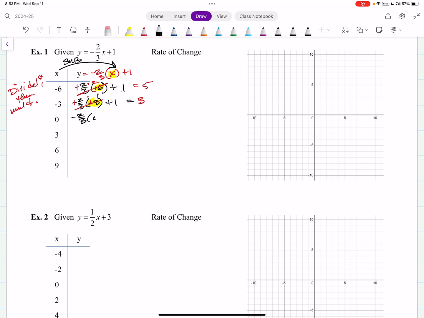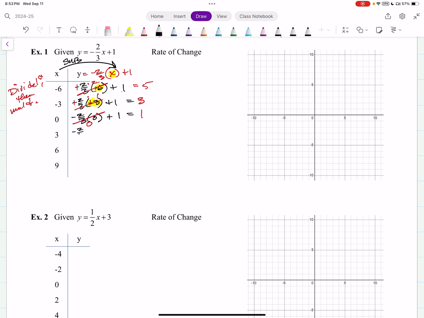So now let's take negative 2/3 times 0 plus 1. Anything times 0 is 0, so obviously this is 0. 0 plus 1 is 1. And again, you can see a pattern of what's going on. We get 5, then 3, then 1. It's a decreasing function, right? Because of the negative slope there. If you didn't notice that negative 2/3 is a slope, you're going to see that pretty soon because we're going to take a look at the rate of change. We'll talk about that in a minute.